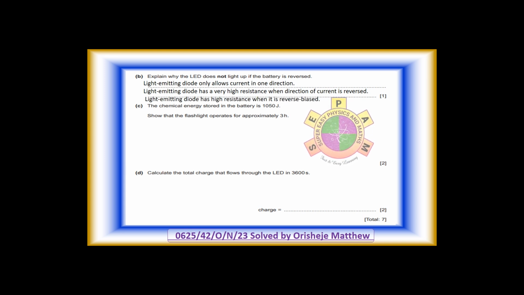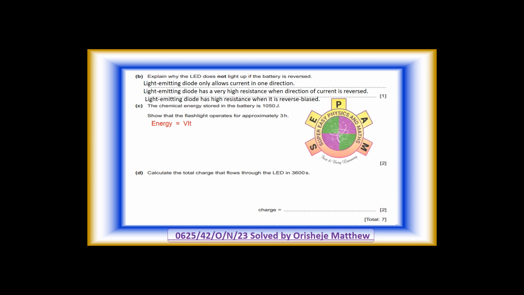Question 6c. The chemical energy stored in the battery is 1050 joules. Show that the flashlight operates for approximately 3 hours. Energy stored in the battery is equal to the product of voltage across the battery, current flowing across the battery and time taken for current to flow in seconds. Energy is equal to V I T.